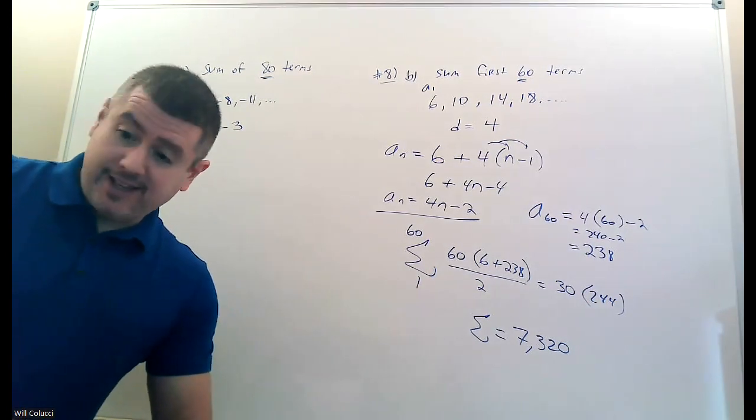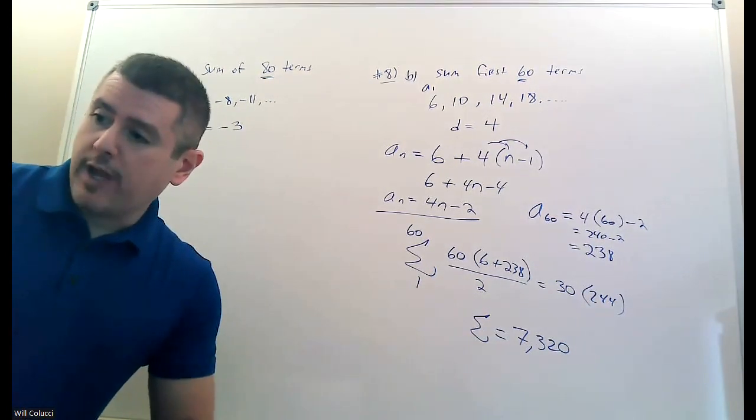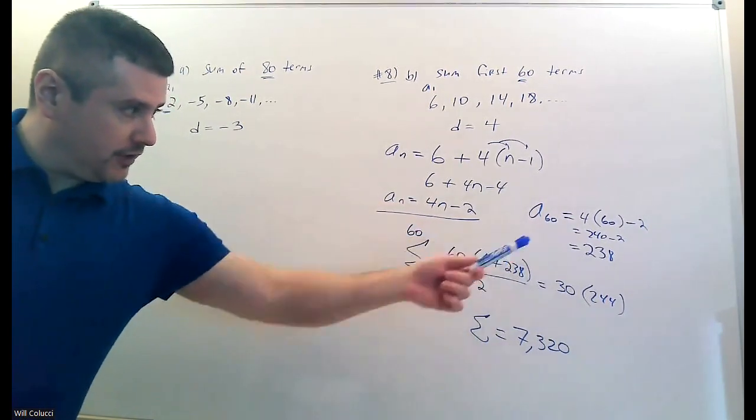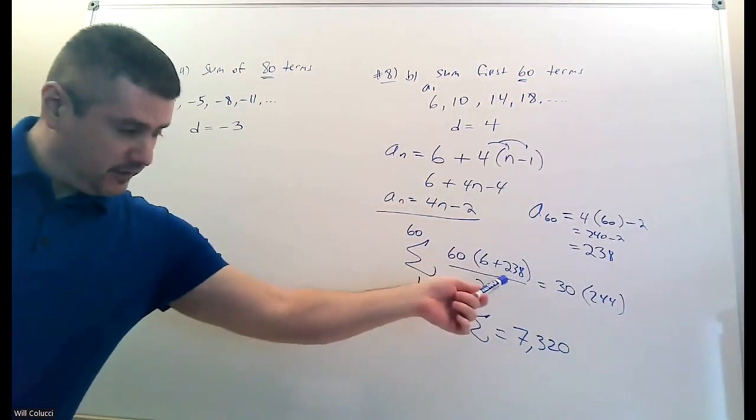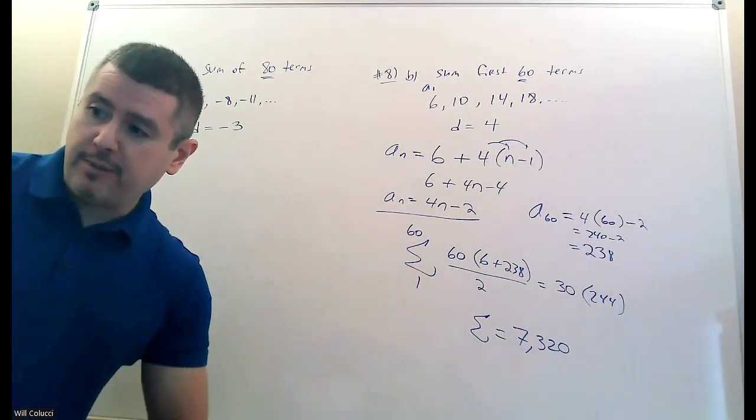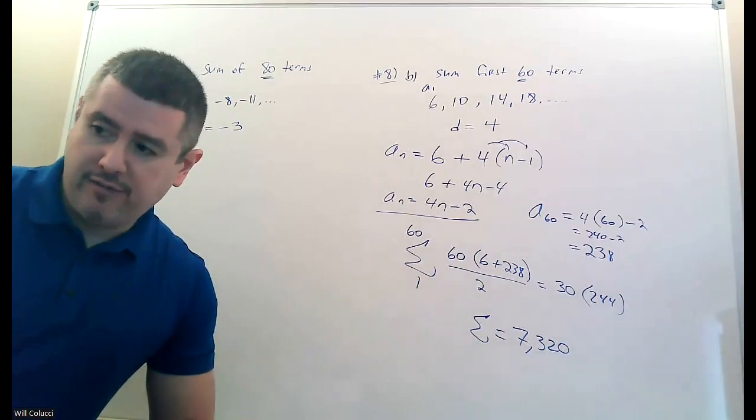If all I see is the sum, you get nothing. I have to see the formula. I have to see the 60th term. I have to see this. That's all the points. This is almost worth nothing. Maybe it's worth 1 out of 5, if that.